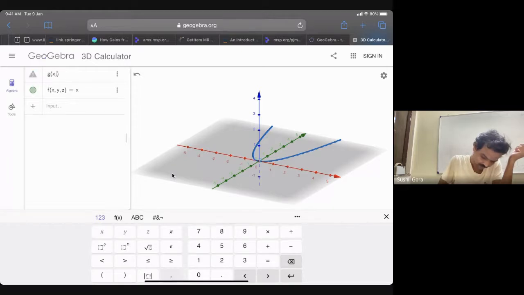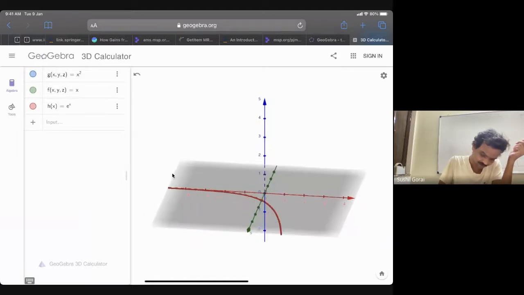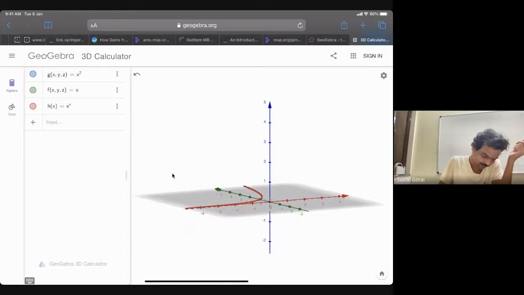x comma y comma z equal to x square. Then e power x. Does it give anything? Should have given. I don't know.